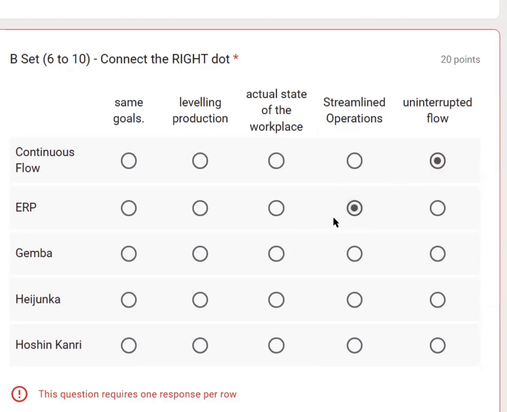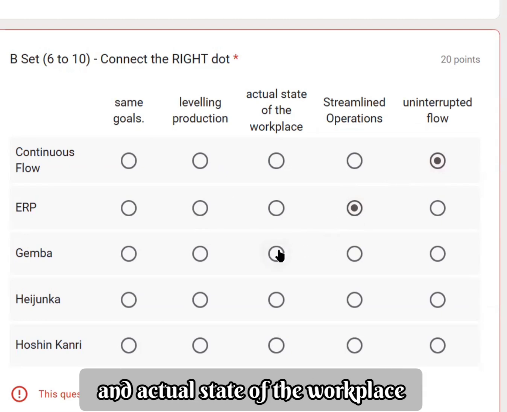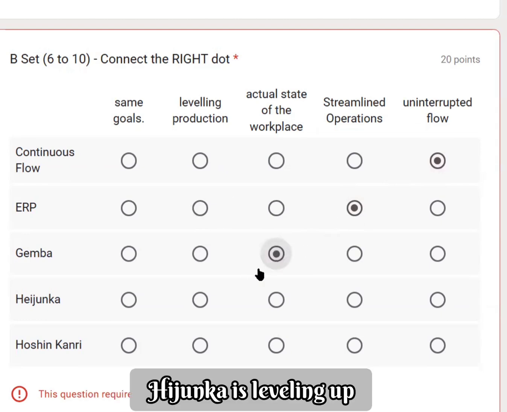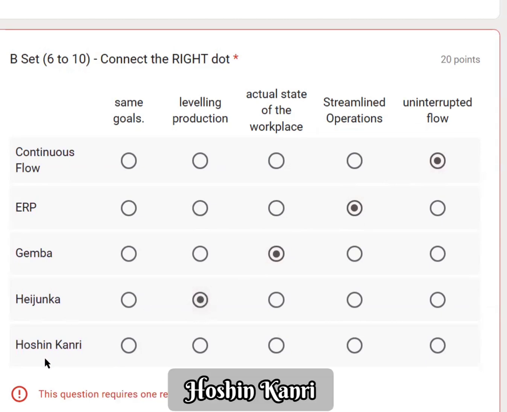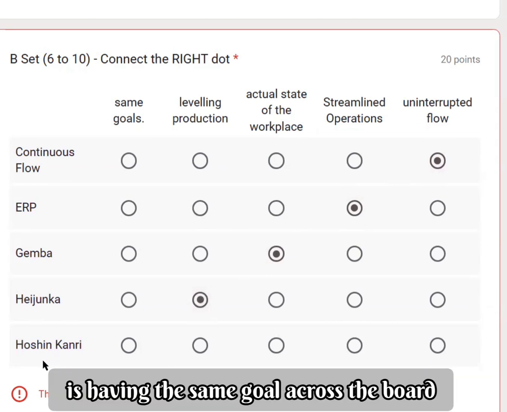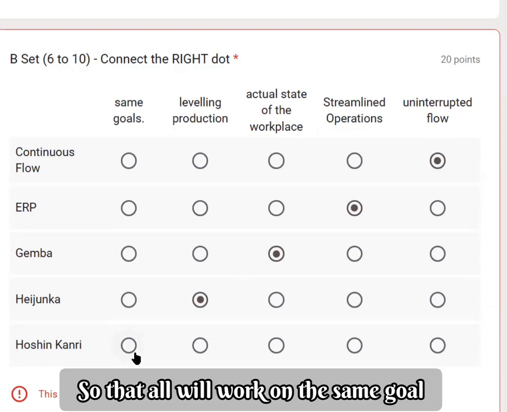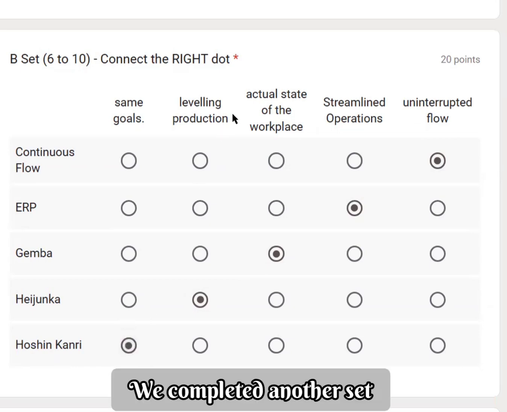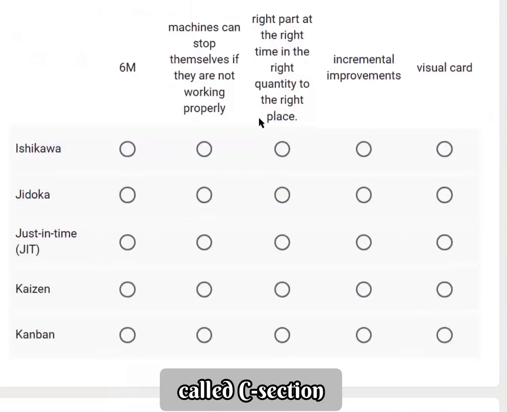Gemba, the actual state of the workplace. Go and see the workplace and its actual state. Heijunka is leveling of the production process. And Hoshin Kanri is having the same goal across the board, from the top management down, so that all will work on the same goal. We completed another set. Let's go to the C section.